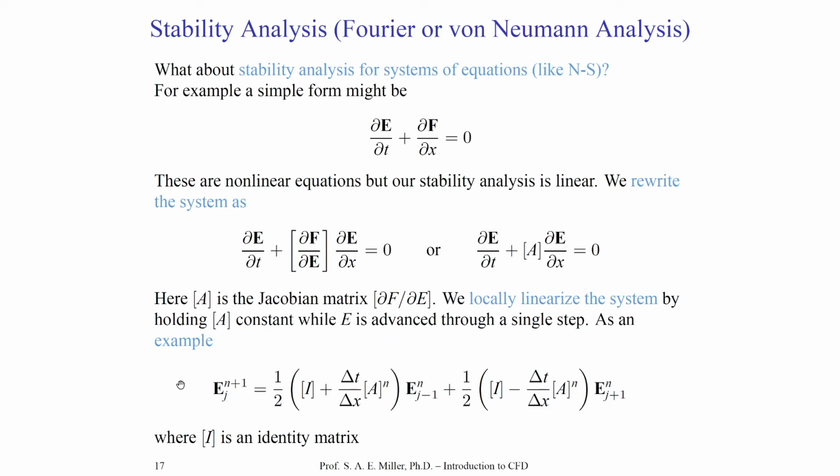As an example, we might discretize and write e of j, n plus 1 equals this right-hand side, where we have an explicit scheme at time level n. So everything on the right-hand side is known at time level n. I, of course, is just an identity matrix, A are coefficients, and we have delta t over delta x, because we've just used explicit Euler, which is probably not the most stable numerical scheme. But let's do it just to see what happens.